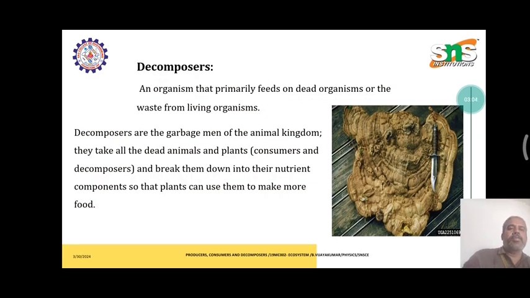The third category of the ecosystem is the decomposer. A decomposer is any organism that primarily feeds on dead organisms or the waste from living organisms. Decomposers are the garbage men of the animal kingdom. They take all the dead animals and plants, consumers and decomposers, and break them down into their natural components so that plants can use them to make more food.